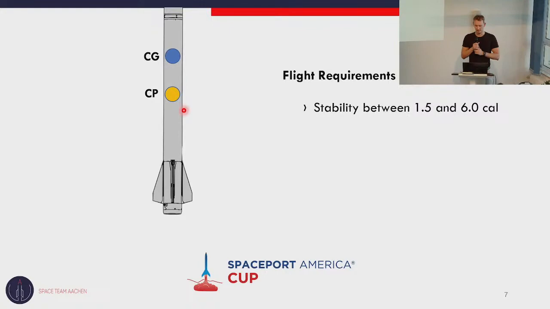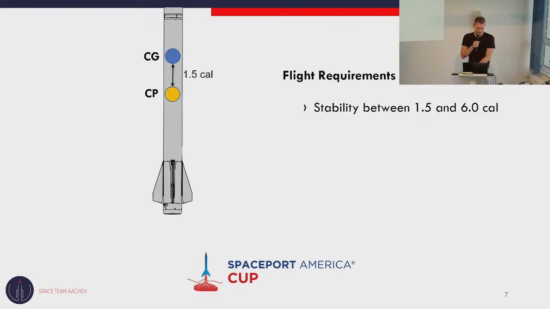Basically, why do we have to go into this range of 1.5 and 6.0 calibers, one could ask. When you're over 6 calibers, the rocket is referred to as overstable. Then the rocket is more likely to move into the wind, which is something you don't really want. And when your stability is below 1.5 calibers, the rocket tends to turn, or even could turn towards you. That's something you want to prevent.